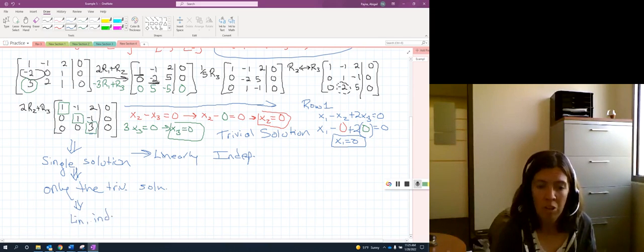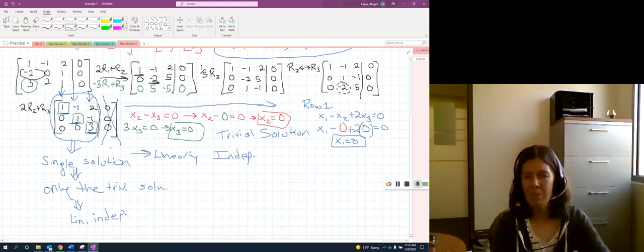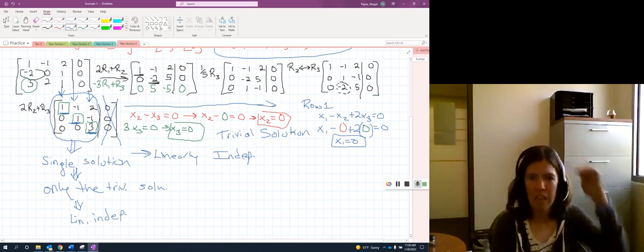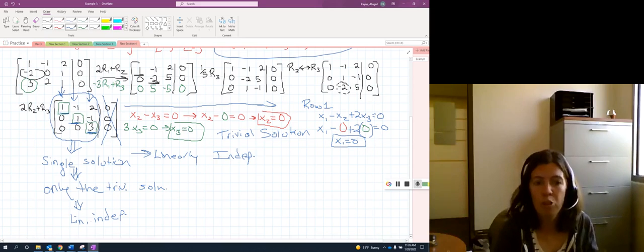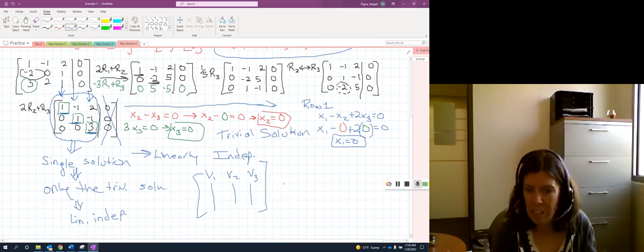So to shorten this whole process, or at least to shorten the reasoning quite a bit, we can say that whenever you set up a matrix with the vectors as your columns, vector 1, vector 2, vector 3, if you end up with a pivot in every column, then the vectors are linearly independent. And you don't actually even need to write this 0 column on the back, because a column of zeros is just going to stay a column of zeros. There's nothing interesting happening in that last column. So in the future, you can just set up a matrix with your vectors as the columns. If you end up with a pivot in every column, then the vectors are linearly independent.